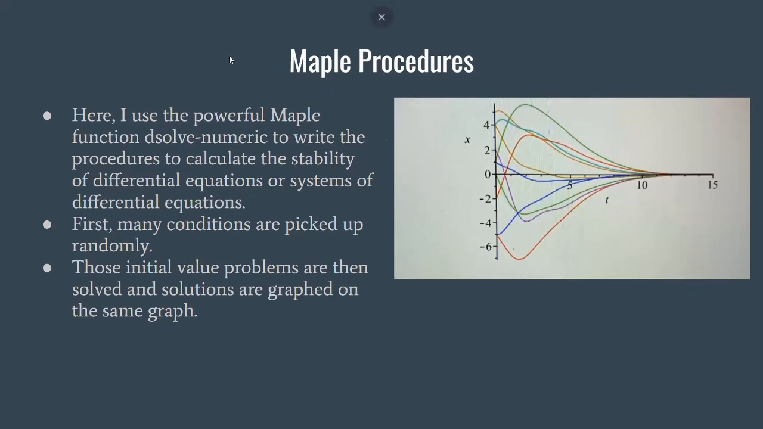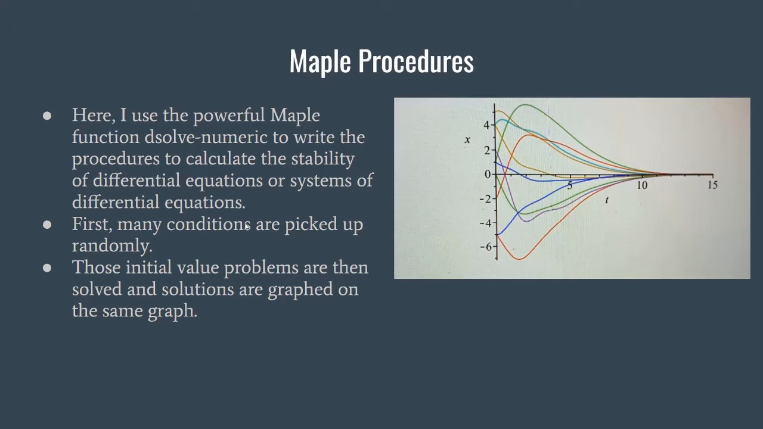By using Maple programming, Maple procedures. Here I use the powerful Maple function dsolve-numeric to write the procedures to calculate the stability of differential equations or systems of differential equations. So these procedures basically provide a very efficient and easy way, which doesn't really cost anything, to determine whether a differential equation is stable or not.